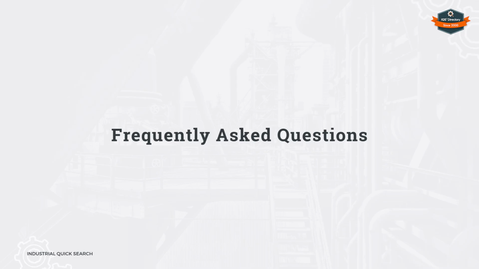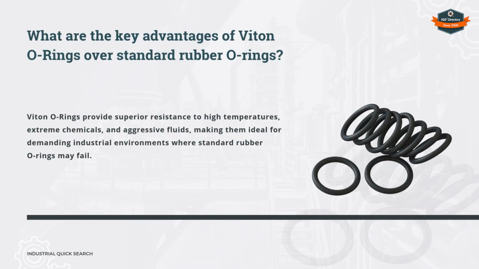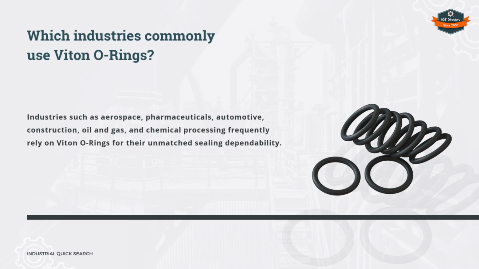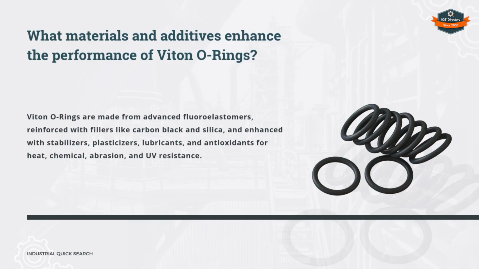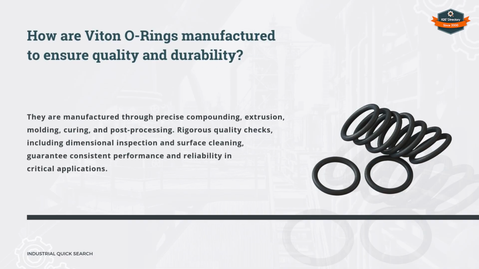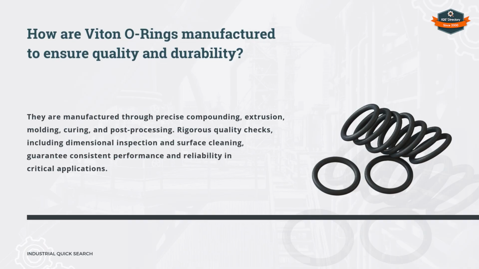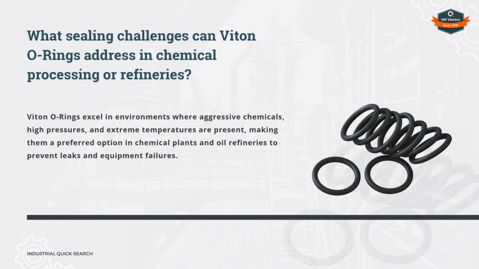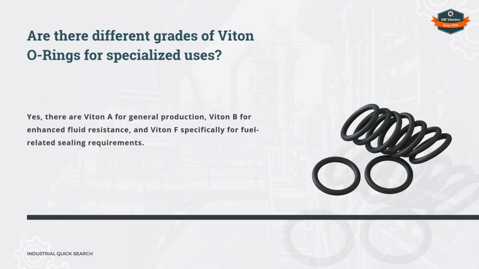Frequently asked questions. What are the key advantages of Viton O-Rings over standard rubber O-Rings? Which industries commonly use Viton O-Rings? What materials and additives enhance the performance of Viton O-Rings? How are Viton O-Rings manufactured to ensure quality and durability? What sealing challenges can Viton O-Rings address in chemical processing or refineries? Are there different grades of Viton O-Rings for specialized uses?